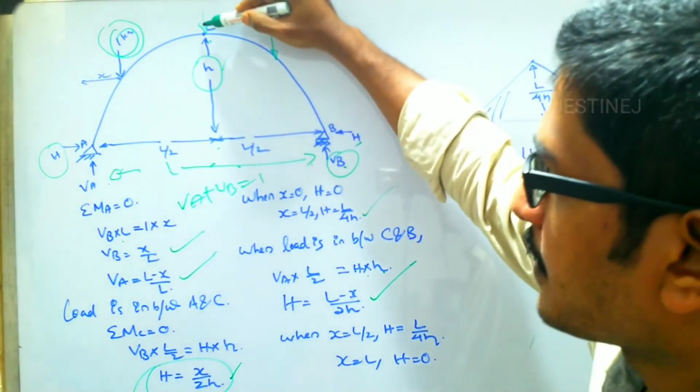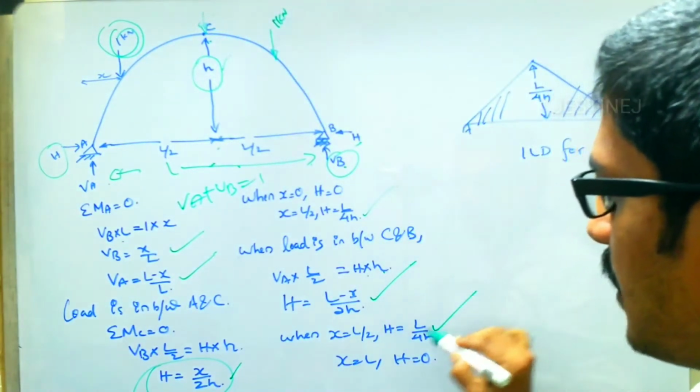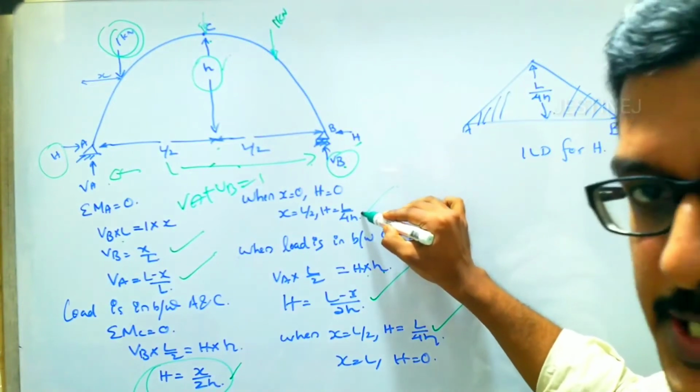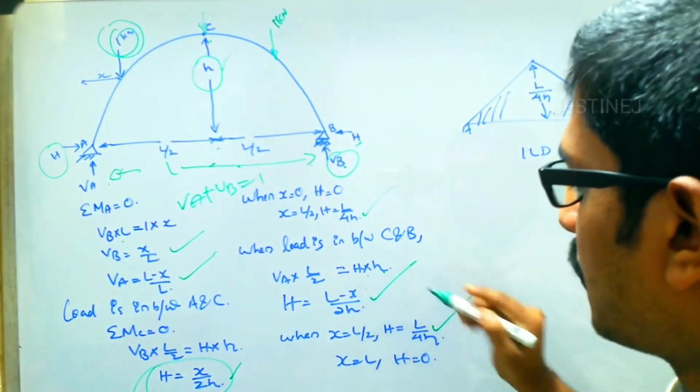Then we have to consider from here: X equal to L by 2, the value is again going to be the same, H equal to L by 4h. Then when X equal to L, it is going to be 0.